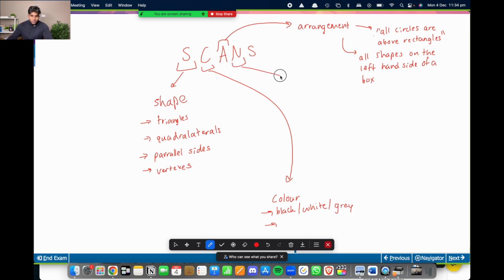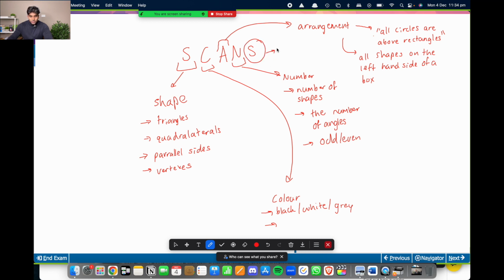N is number. They probably get you to count something specific, so maybe the number of shapes, the number of angles as well, maybe if something is odd or even.